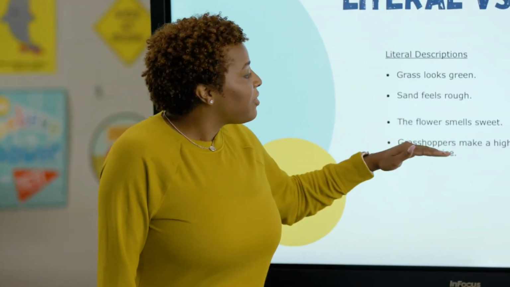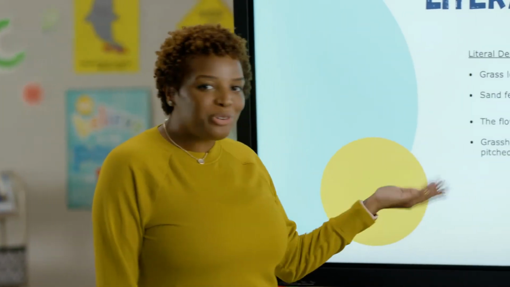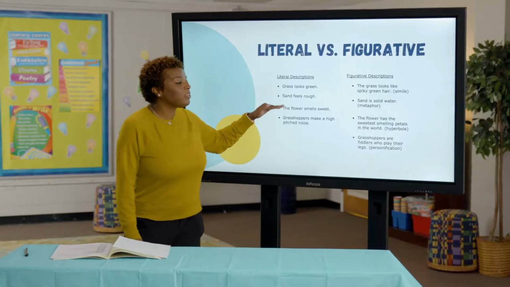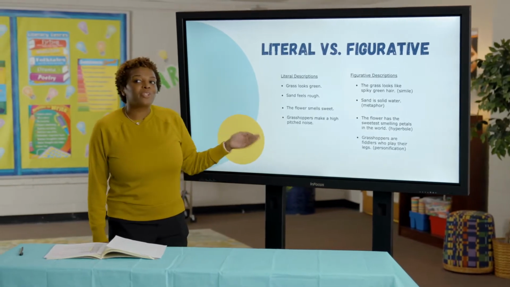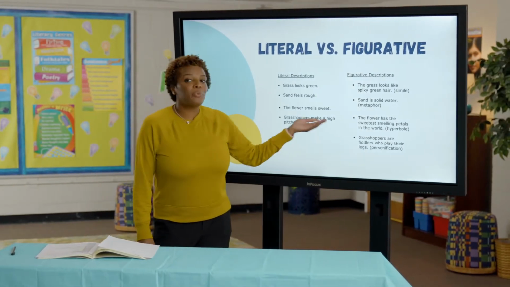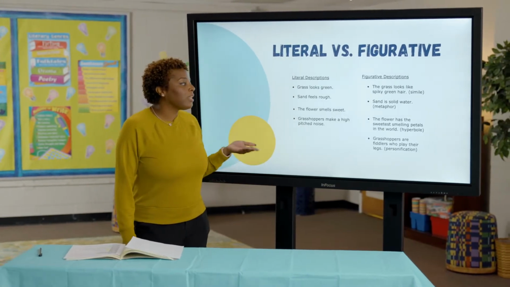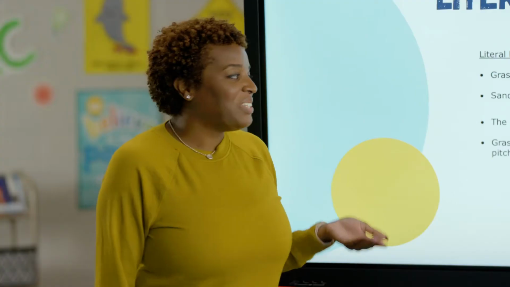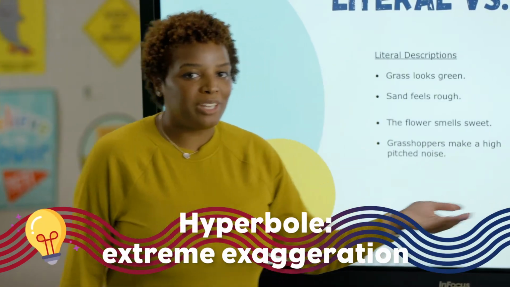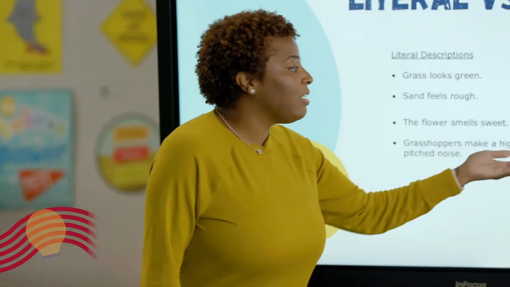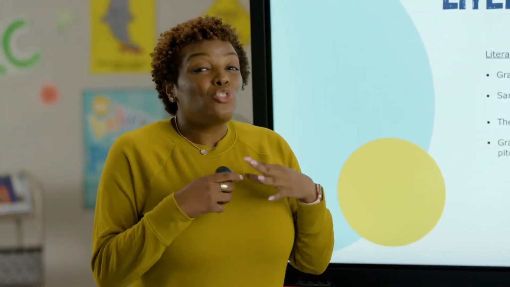Our third example here says that the flower smells sweet. So, literally, the flower smells sweet. The author is not making any comparisons. He's not exaggerating. The author is simply stating the flower smells sweet. Now, on the other hand, when we look at our more figurative description, it says the flower has the sweetest smelling petals in the world. So here we have an example of a hyperbole, which is an extreme exaggeration. So the author just wants you to believe that the flower is extremely sweet.